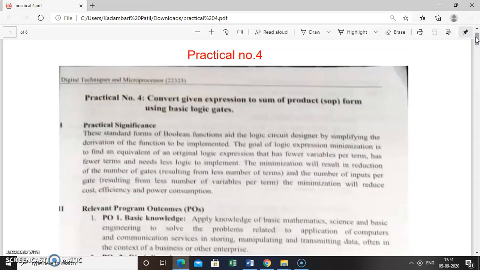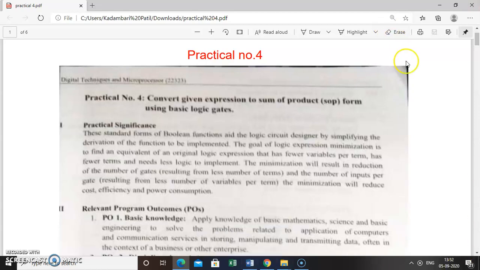So this is the practical number 4 of DTM. I am a lecturer from Pravin Patel College of Diploma Engineering and Technology. The DTM fourth practical is to convert a given expression to sum of product form using basic logic gates.